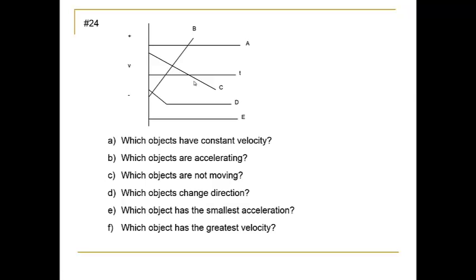Which objects are not moving? For C, that would be none. Okay, in order to not be moving on a velocity versus time graph, you would have to be right on the horizontal axis, right on top of time.